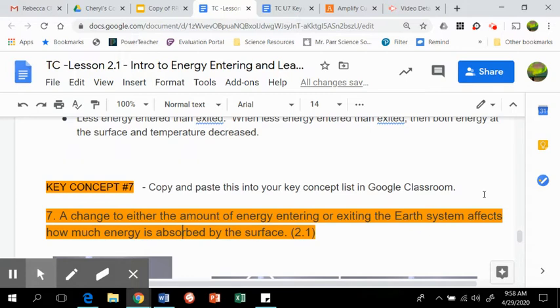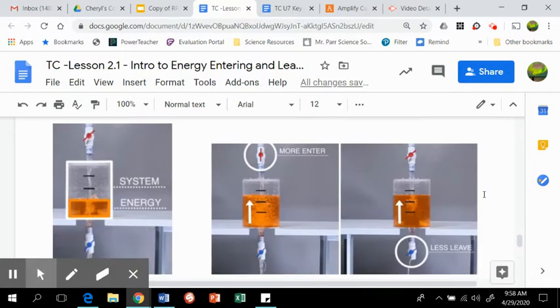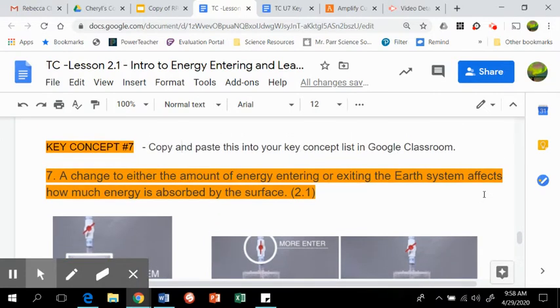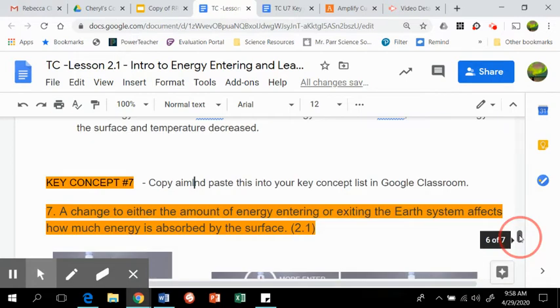So here's another key concept. You're going to copy and paste this into your key concept list in Google Classroom. Key concept number 7: a change to either the amount of energy entering or exiting the Earth's system affects how much energy is absorbed by the surface. So for this, you are going to copy and paste it.